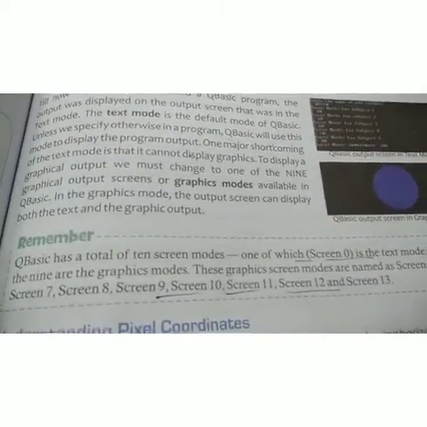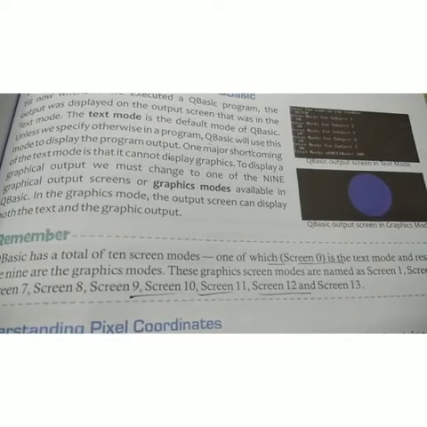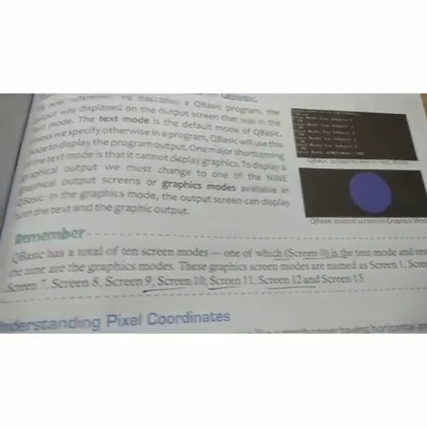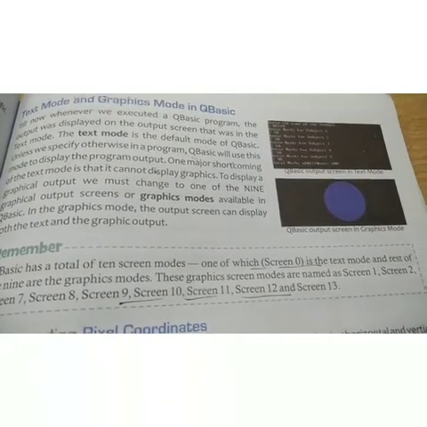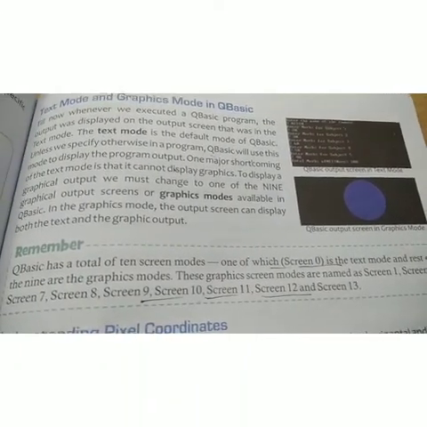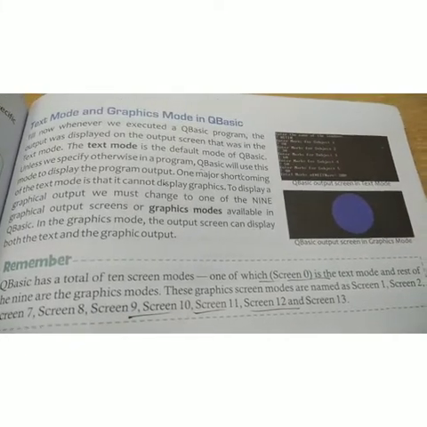Okay, so this is a comparison. Now next, students, remember QBasic has a total of 10 screen modes, one of which, screen 0, is the text mode and the rest of the 9 are the graphics modes. These graphics screen modes are named screen 1 and 2, 7, 8, 9, 10, 11, 12 and 13.